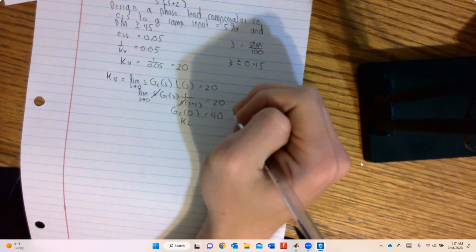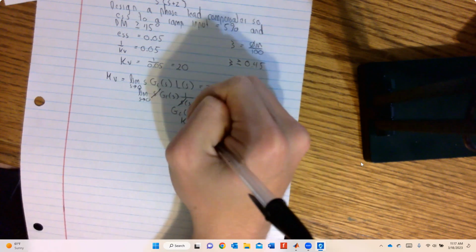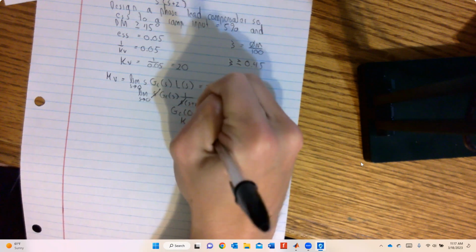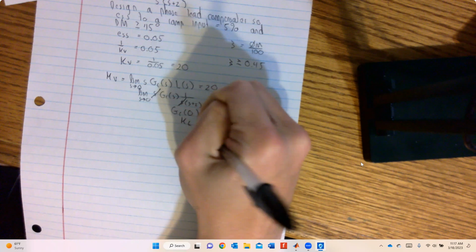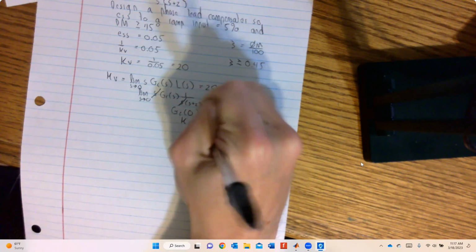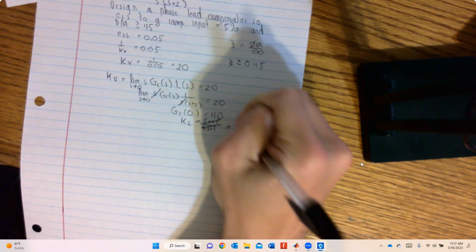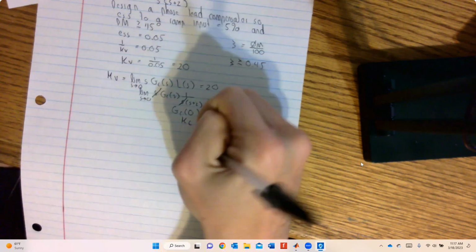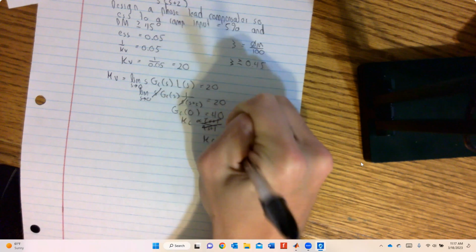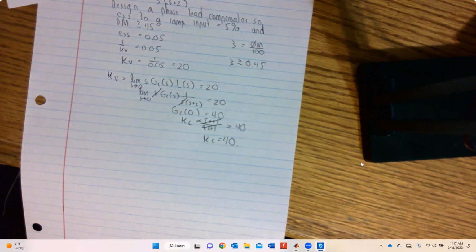Okay, yeah, because remember your GC is written in the following format: τS plus 1 all over τS plus 1, where these would just cancel. And so it's just equal to 40, because this would be 0 over 0, 1 over 1 would be 1. So KC is equal to 40. Okay, so that's what we know. So we know our KC must be equal to 40.